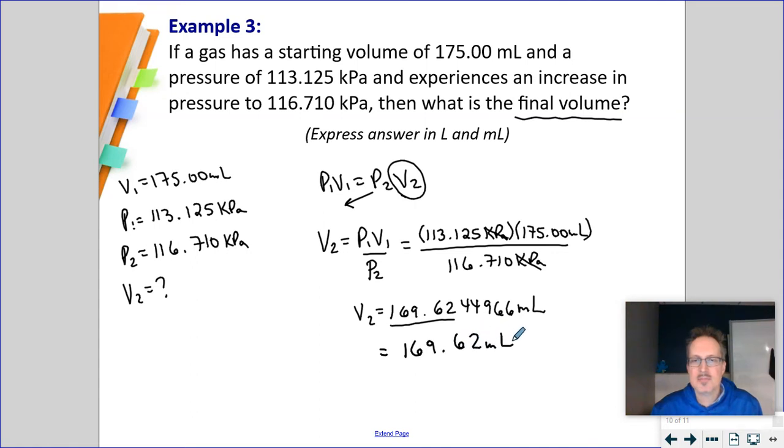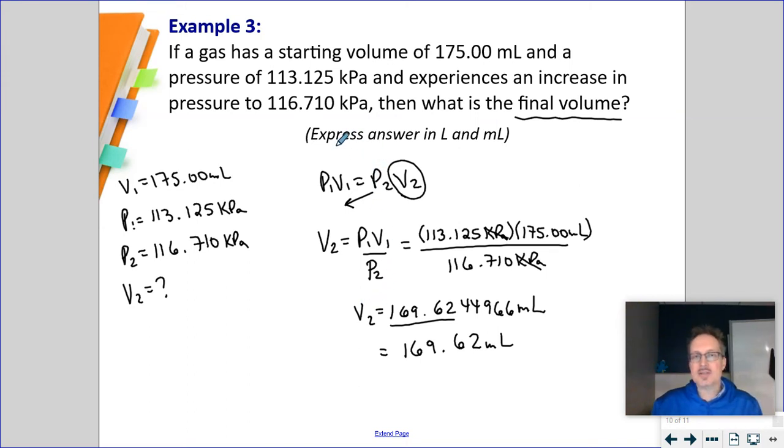169.62 milliliters. Let's check to make sure our number makes sense. So pressure goes from 113 to 116. Pressure went up. I would expect volume to go down. So my number would be less than 175 milliliters. My number is 169, so it did go down. I can assume I probably did this question correctly.